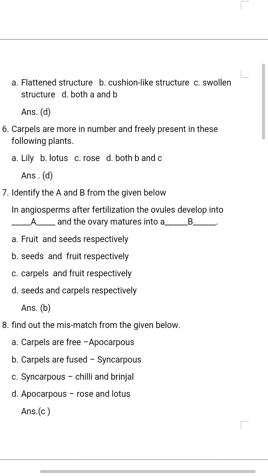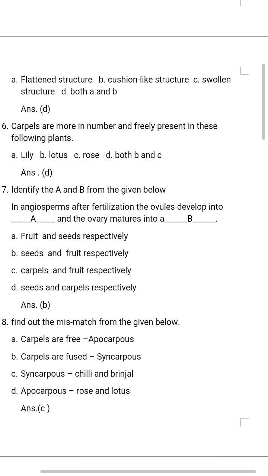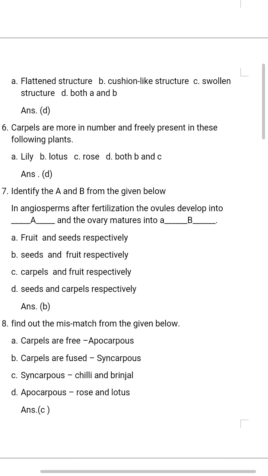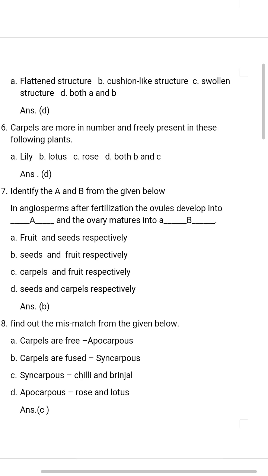Now let us discuss the sixth question. Carpels are more in number and freely present in the following plants. Option A, lily. Option B, lotus. Option C, rose. Option D, both B and C. So carpels are more in number in flowers like lotus and rose, and that too they are freely present. Understood? This is an NCERT textbook concept only. So the correct option for this question is option D, both B and C.